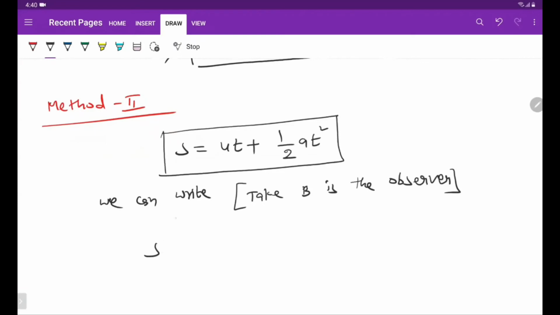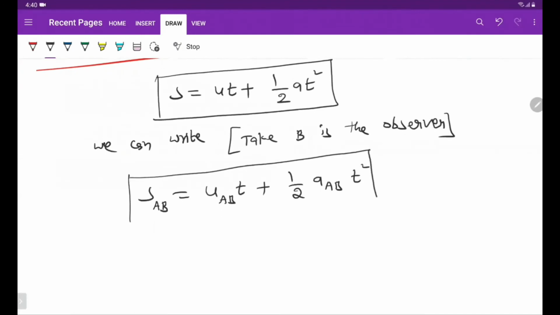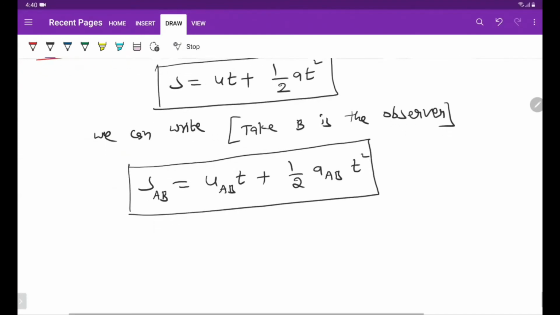So I can rewrite the above equation like this: displacement of car A with respect to B is equal to initial velocity of car A with respect to B times t plus half acceleration of A with respect to B, t square. Now, one by one, calculate here. What is the initial velocity of car A with respect to B? So this is velocity of A, in vector form.